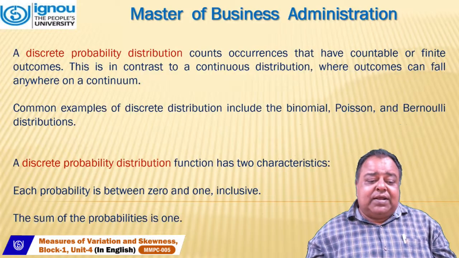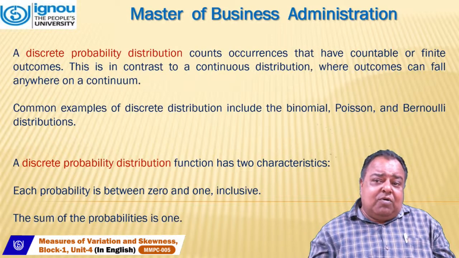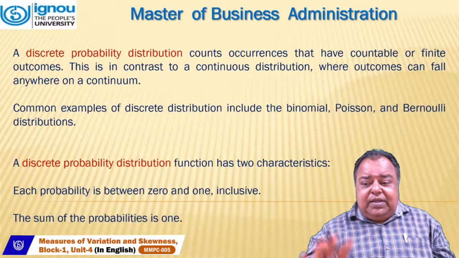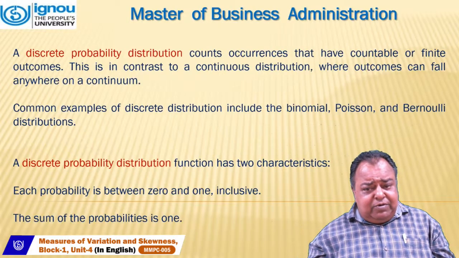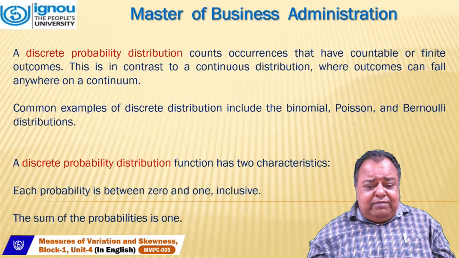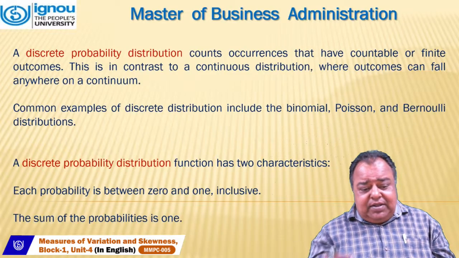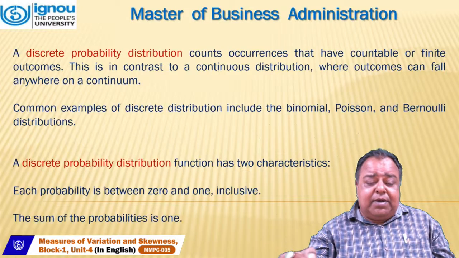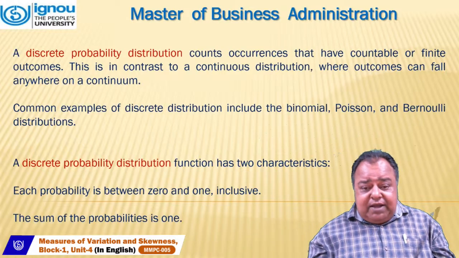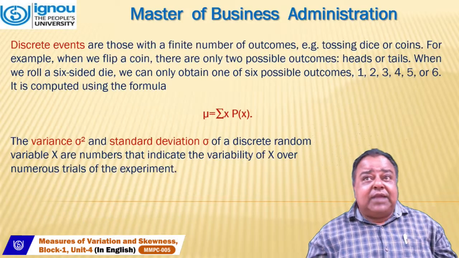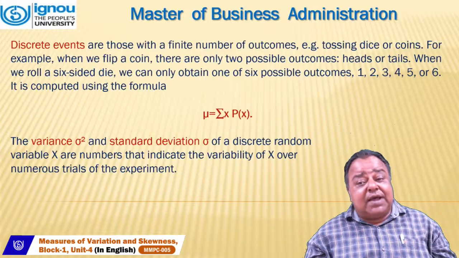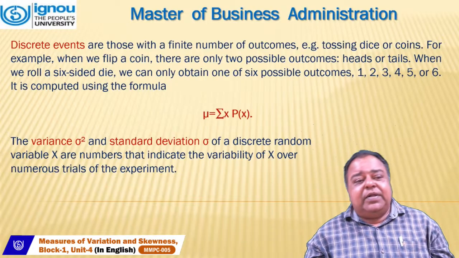What does this statement mean? Sum of the probabilities is 1. If we toss a coin, we have 2 outcomes, either head or tail. The respective probabilities are 1 by 2 and 1 by 2. When we add 1 by 2 and 1 by 2, we get 1. That is the sum of individual probabilities. While doing mathematical calculations, remember that the sum of all the probabilities should be 1.